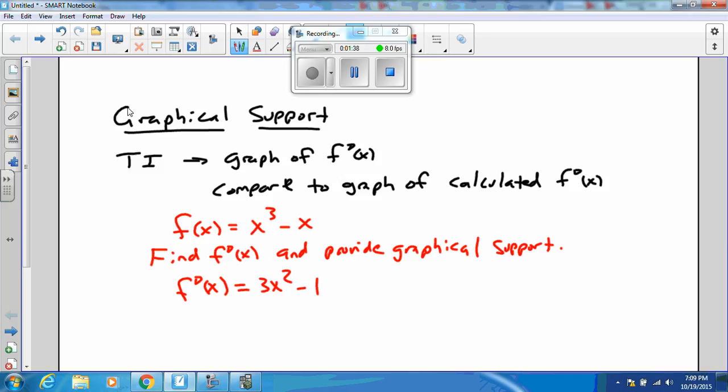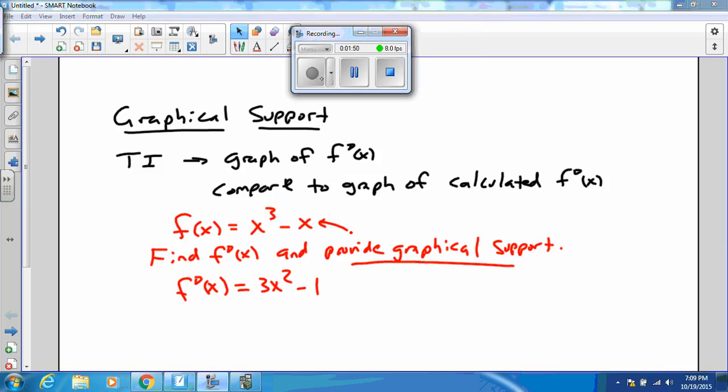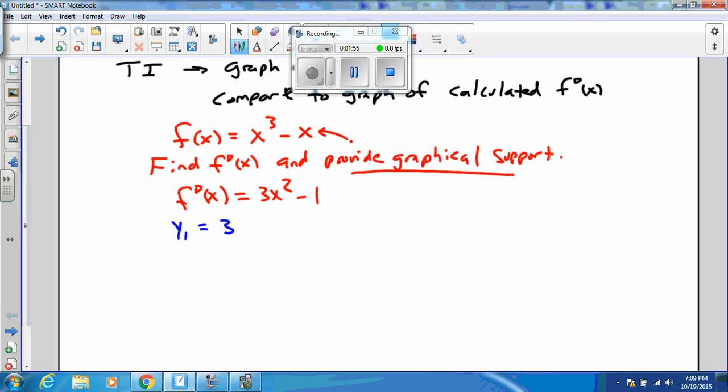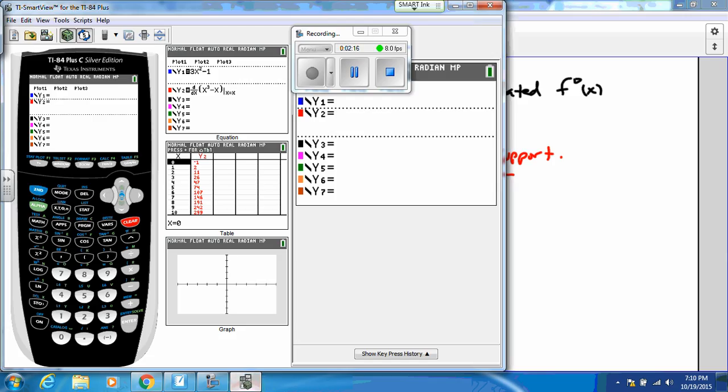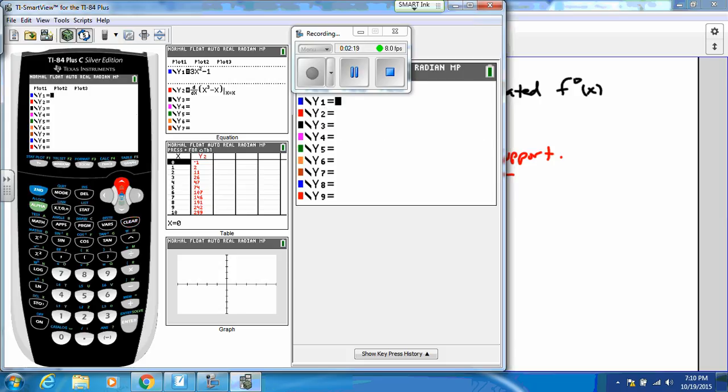But what we'd like to do is to confirm that this answer is correct by looking at the calculated version of the graph of the derivative of f of x. So what we're going to do is let y1 equal the derivative that we calculated, and then we're going to let y2 equal the numerical derivative of f of x. So let me show you what this looks like. We go over here to our calculator.